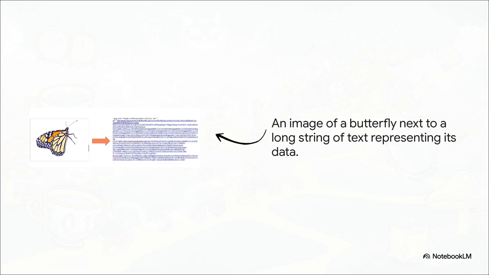You have absolutely seen this before. On the left, you've got a simple, pretty image of a butterfly, and on the right, a giant wall of text that claims to be that exact same butterfly. Now, this isn't some weird glitch in the matrix. It's literally the image's data, just wearing a disguise. The real question is, why on earth does it need one?